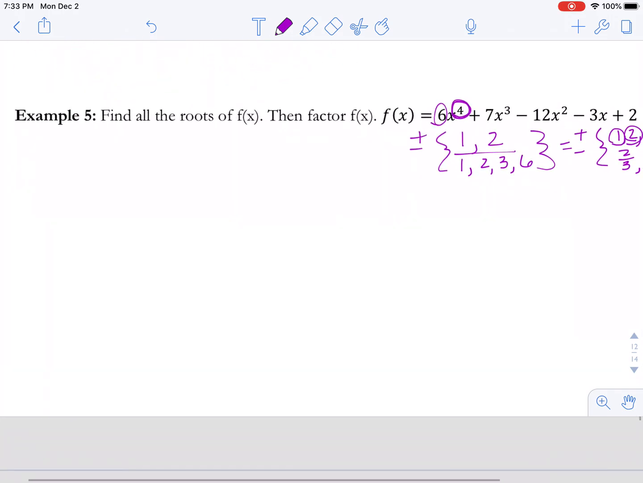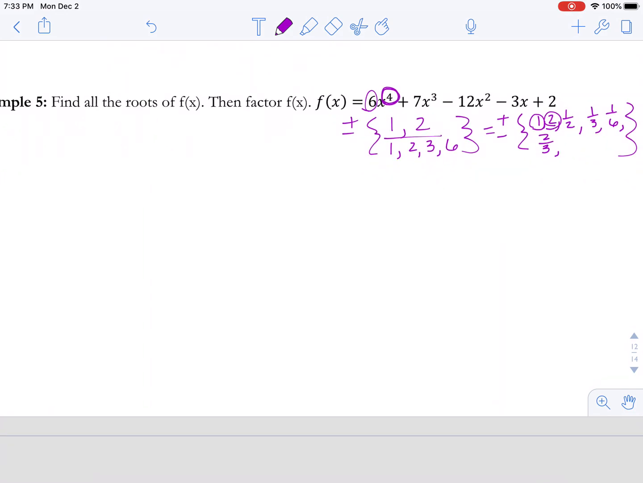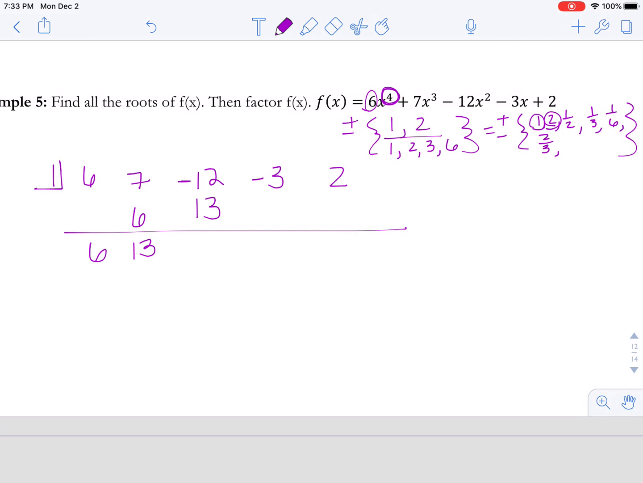Now, when I go ahead and do that, I'm just going to start with positive 1. And I use synthetic division. So I have 6, 7, negative 12, negative 3, and 2. I'm going to bring this all down. You guys should be doing this as we go along too. So this is negative 2. Oh, look at this. This is perfect. This is going to be 0. So we know that 1 is a zero.